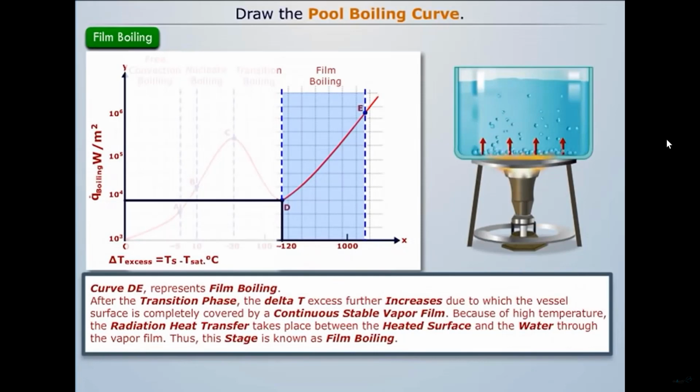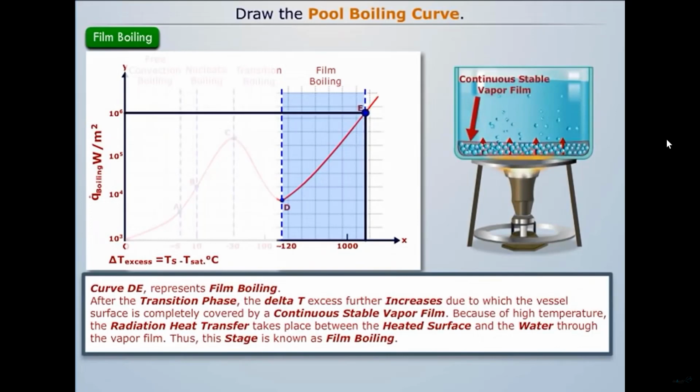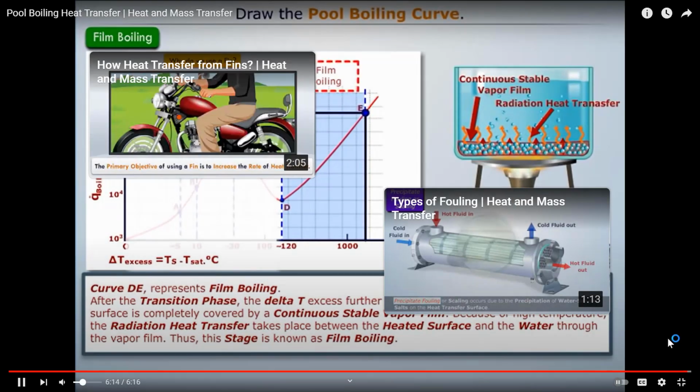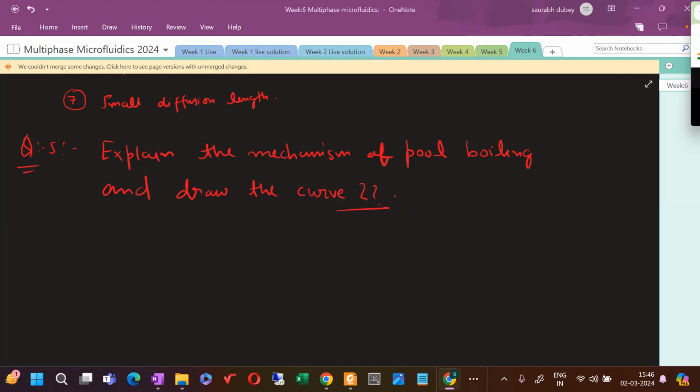We see that after the transition phase, delta T excess further increases, due to which the vessel surface is completely covered by a continuous stable vapor film. Now, because of high temperature, radiation heat transfer takes place from the heated surface through the vapor film. Thus, this stage is known as film boiling. Okay, so these were the stages of the pool boiling curve, and we just talked about the same.